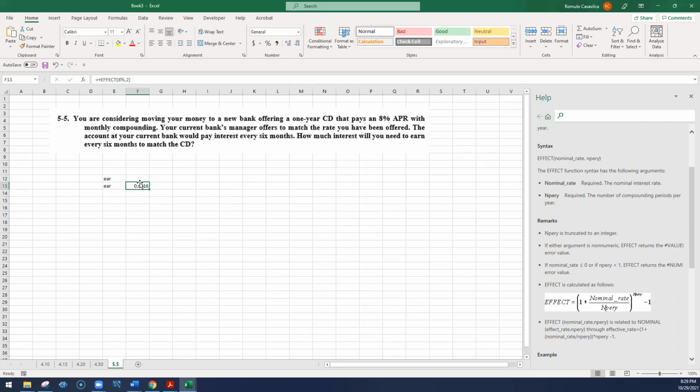You need to earn every 6 months to match the CD. So 2, that's like a divided semi-annually thing. Get the answer and then probably we divide by 2. Let's figure it out. Yeah, 6.